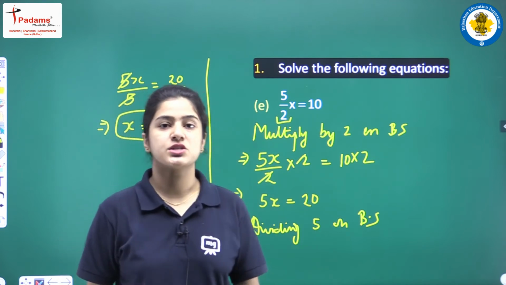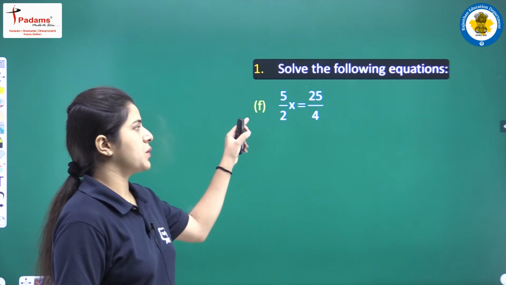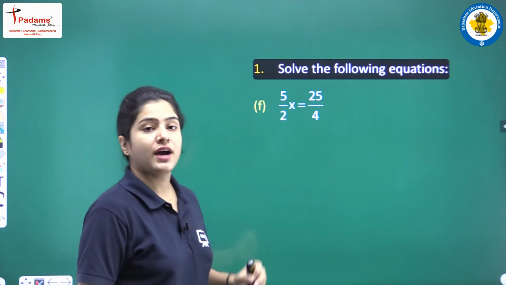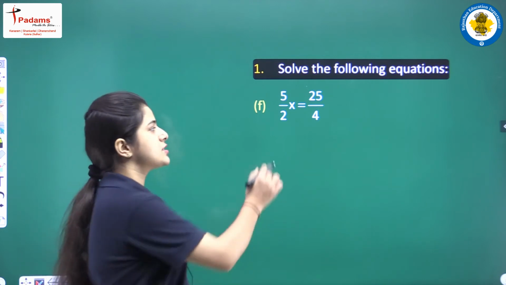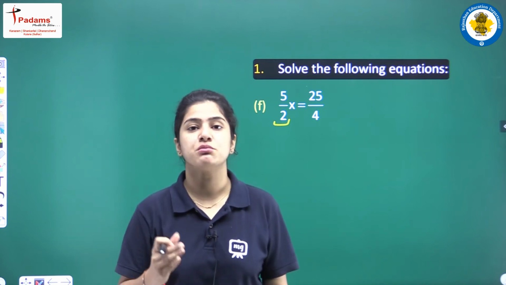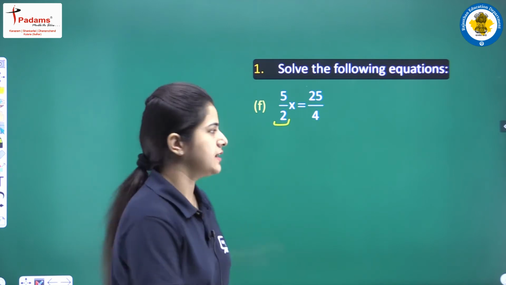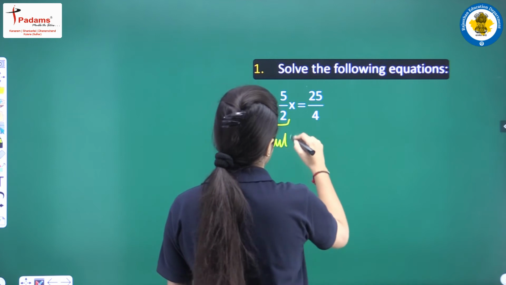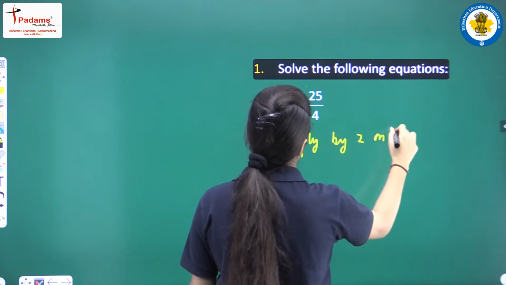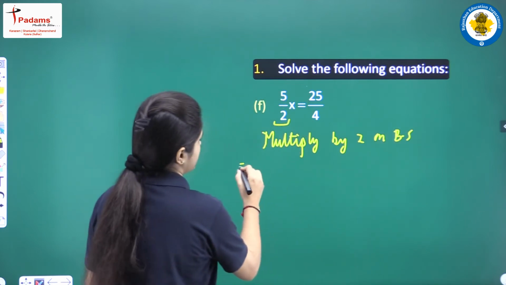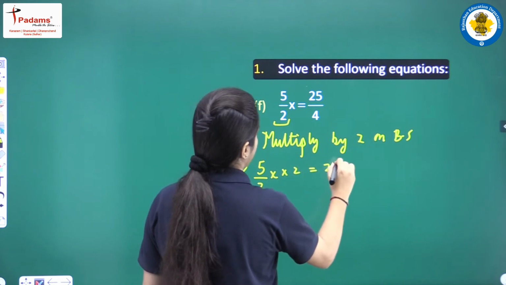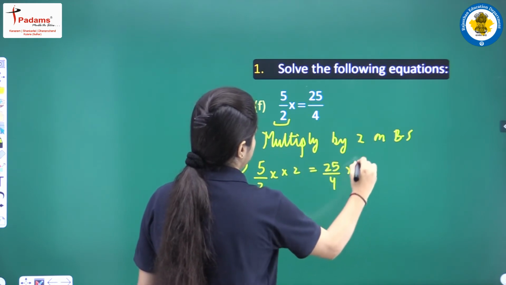Looking at the another equation, what is it students? That is equation 5f. 5 upon 2x is equal to 25 upon 4. Clearly students, this 2 is in the division. So if you want to eliminate this 2, you have to multiply by 2 on both the sides. Okay, so multiply by 2 on both sides. 5 upon 2x into 2 is equal to 25 upon 4 into 2.